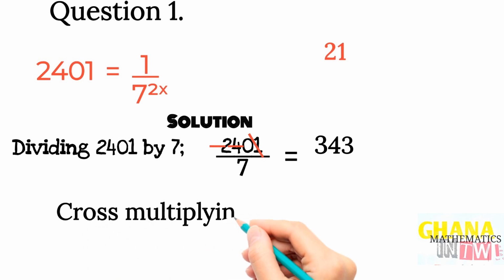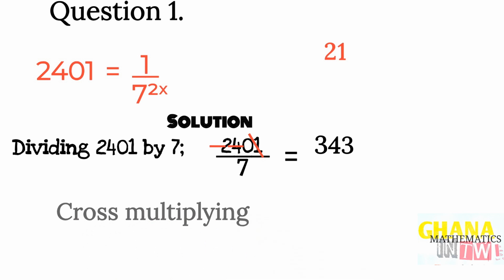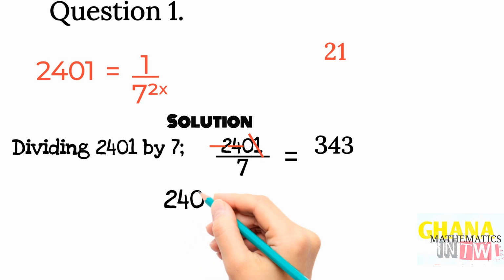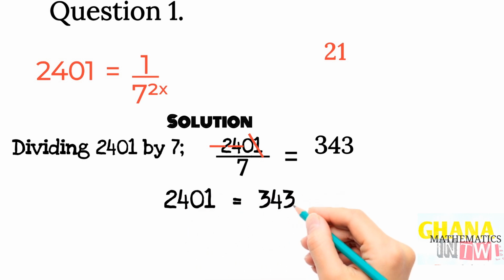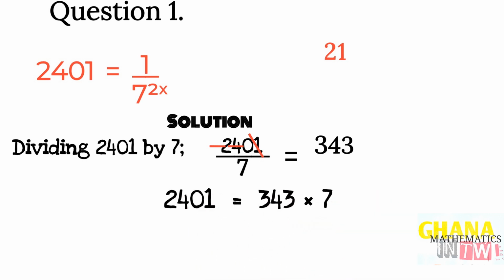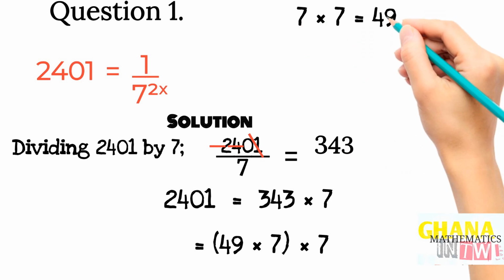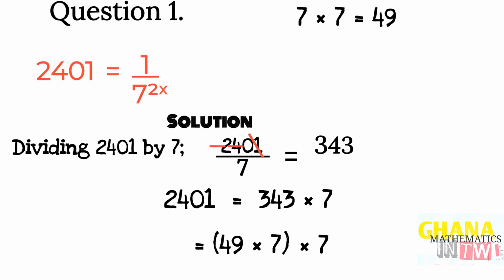But this is indices. We want base and we want powers. So the main aim of what I'm doing is that I want to get everything like 7. I want to make the 2401 become 7s. This is the procedure. This is the method. By multiplying 49 by 7, I'll get 343. But we know that 49 is also 7 times 7, right? It means that I can make everything 7.